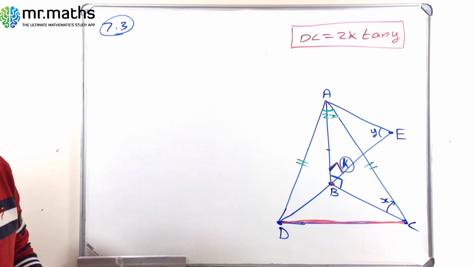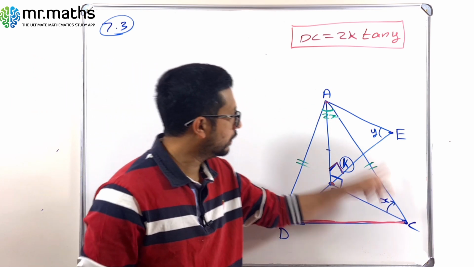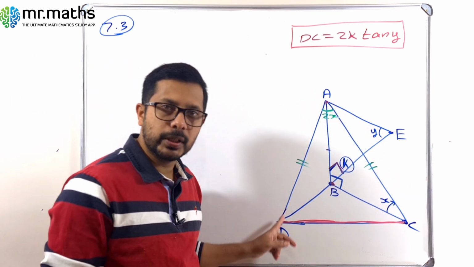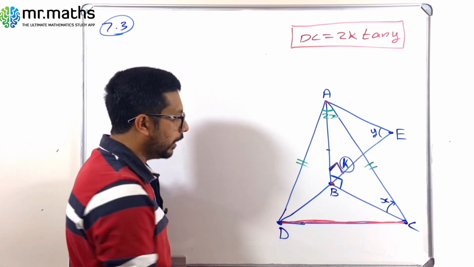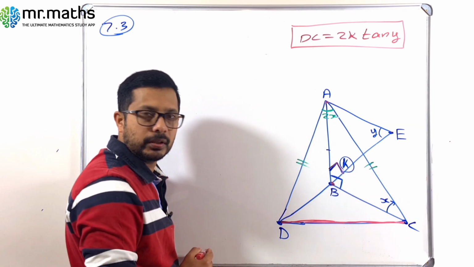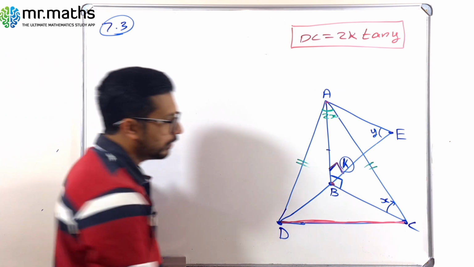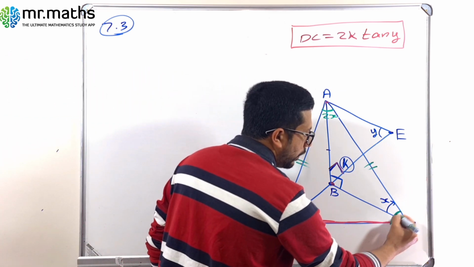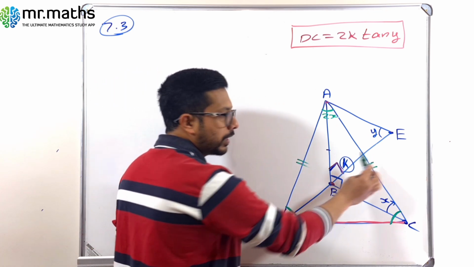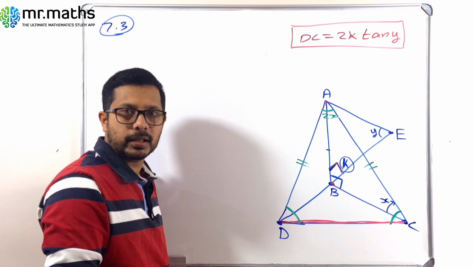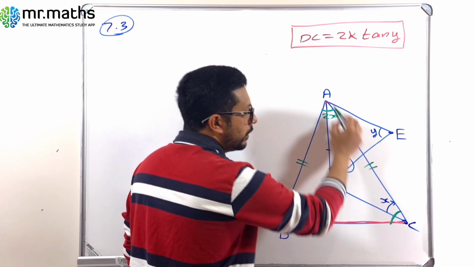Now look at this triangle ADC. Have you seen that big triangle ADC? In that triangle it is given that this angle is 2x and these two sides are equal. These two sides are equal means this angle and this angle are equal. Am I right? Why? Because angles opposite to equal sides are equal, which you studied in Euclidean geometry. So we are considering triangle ADC.